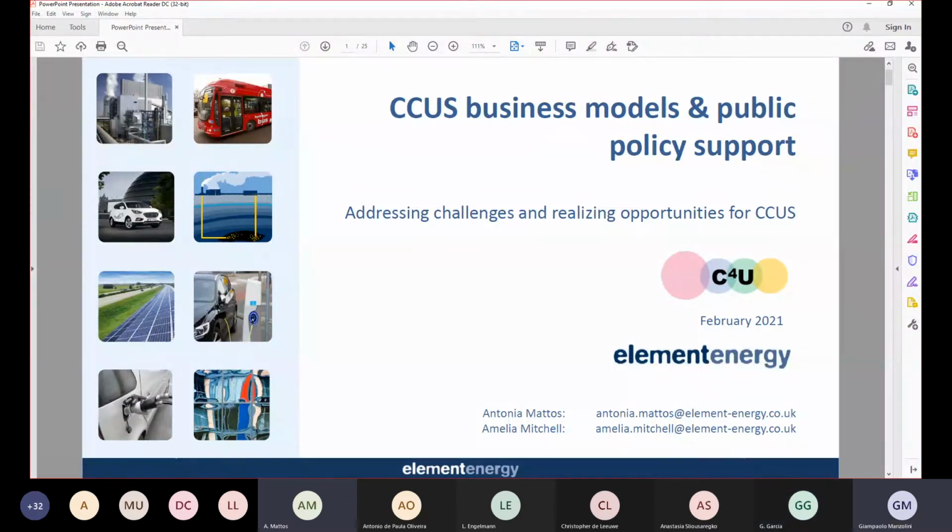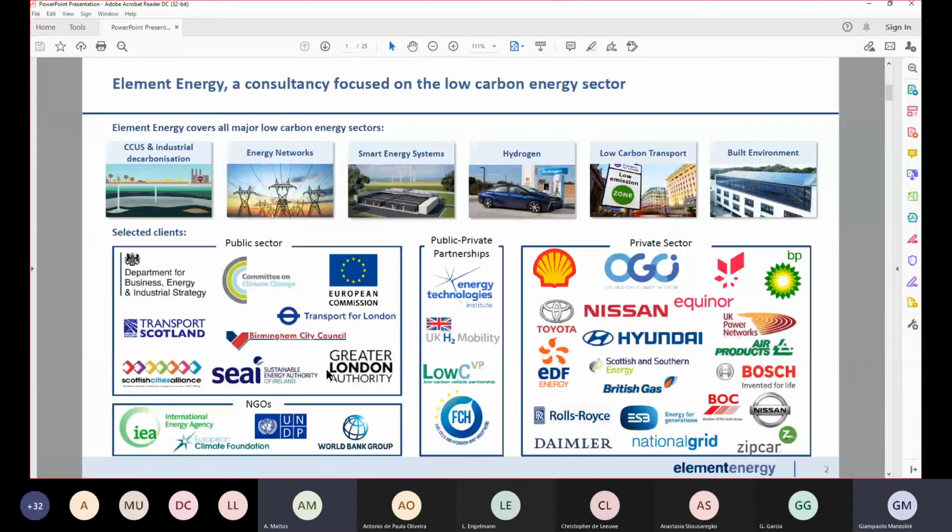So I'm Antonia, and I work for a company called Engelmann Energy. We're a low carbon energy consultancy specializing in technical and strategic advice for various public and private sector clients across the whole energy system. Myself and Amelia, who'll be joining me in presenting, work in our CCUS and industrial decarbonisation space. I've done a lot of work around CCUS from both a technical and a policy perspective, and we'll be sharing with you today some thinking on the business model and public policy support needs for industrial carbon capture as well as CO2 utilisation.